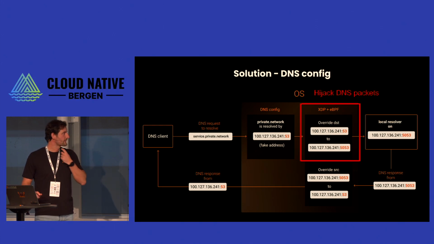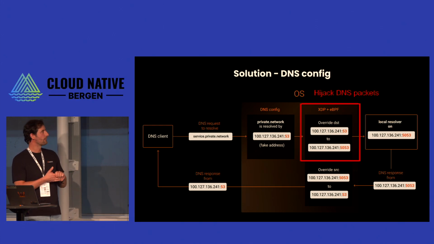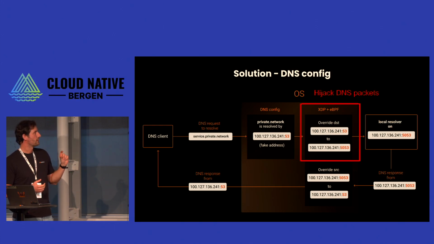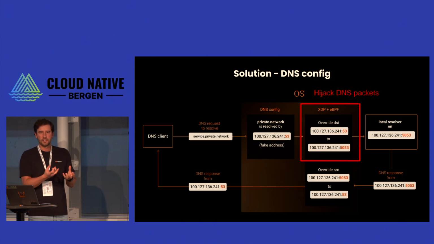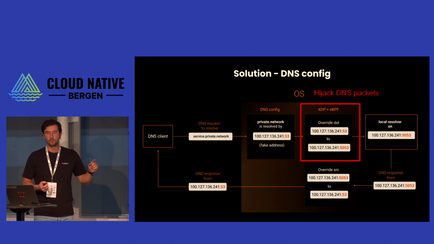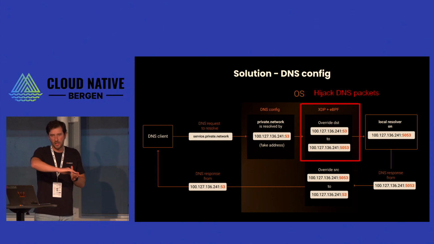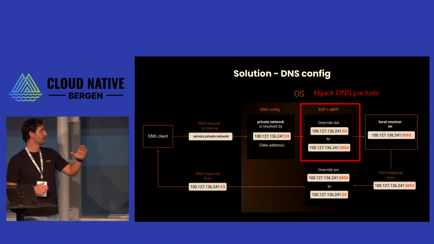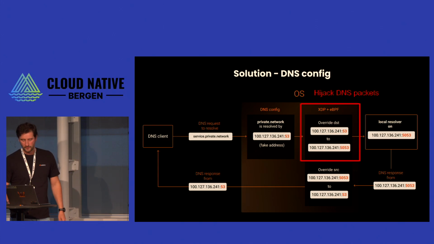And then we created this eBPF program that would essentially catch the DNS packets going to port 53, and then override them to port 5053, which will be the routing, basically. So we route the packets from port 53 to port 5053 to our actual resolver.